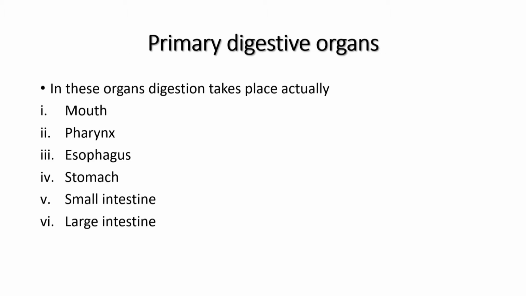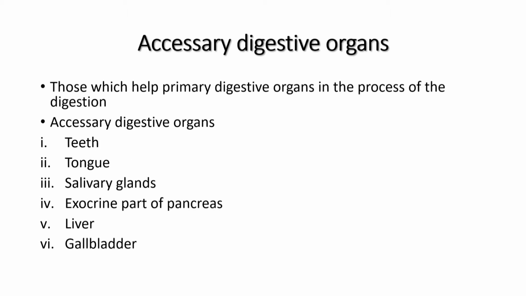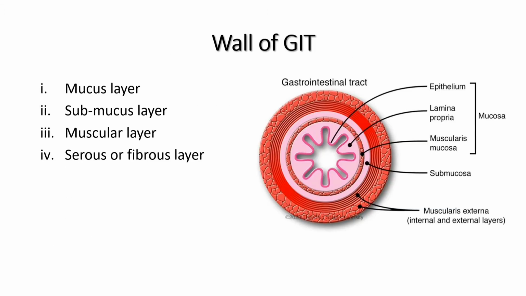Primary digestive organs. In these organs digestion actually takes place: mouth, pharynx, esophagus, stomach, small intestine, large intestine. Accessory digestive organs are those which help primary digestive organs in the process of digestion: teeth, tongue, salivary glands, exocrine part of pancreas, liver, gallbladder. Wall of G.I.T.: mucous layer, submucous layer, muscular layer, serous or fibrous layer.